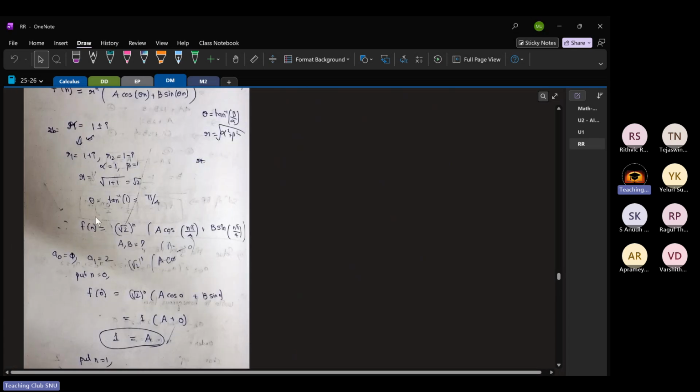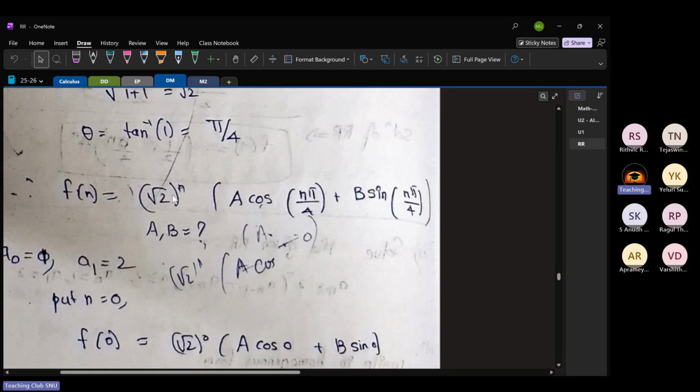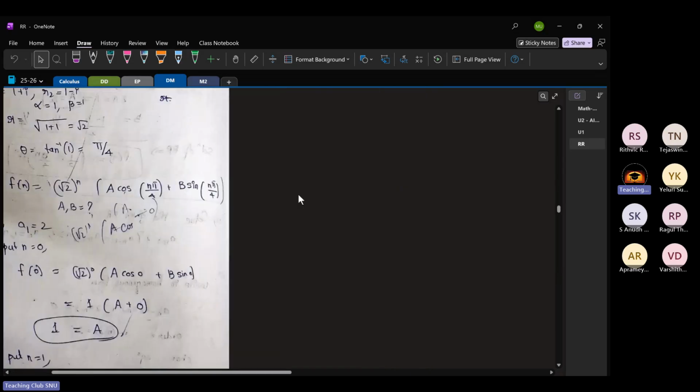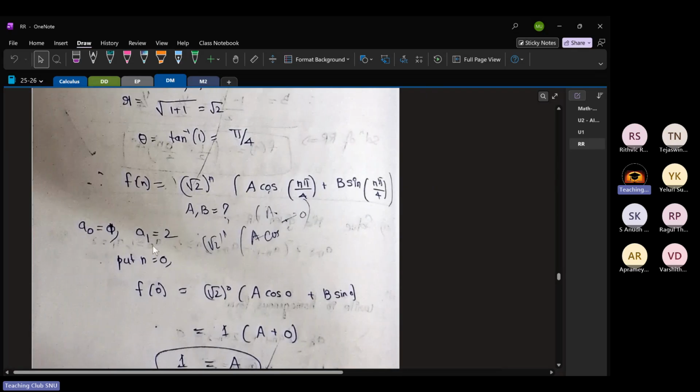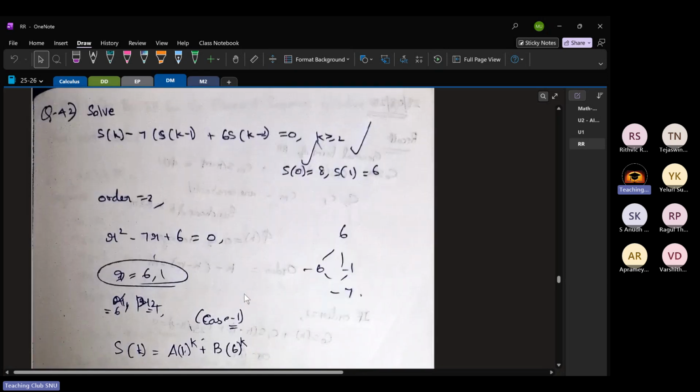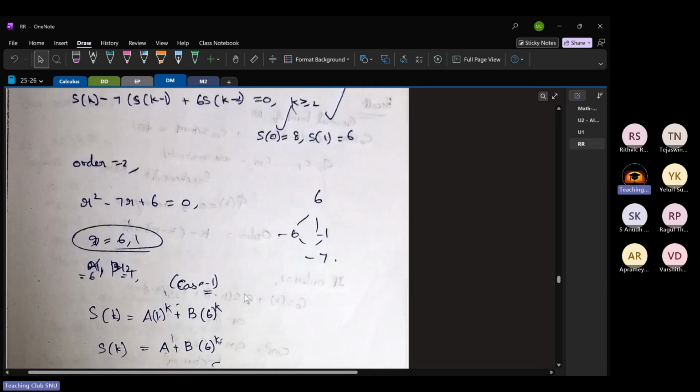All right. So f of n is equal to r power n (a cos theta n plus b sine theta n). Getting this? That's it. Now, after you substitute the values, a naught is equal to 1 and a1 is equal to 2 are the initial conditions. You put the value of n as 0 and f of n as 1. You put the value of n as 1 and f of n as 2. Then you will get the values of a and b. Direct substitution. That's it.